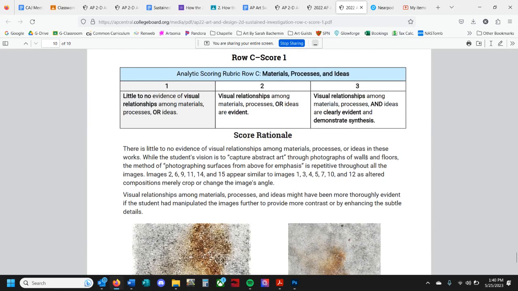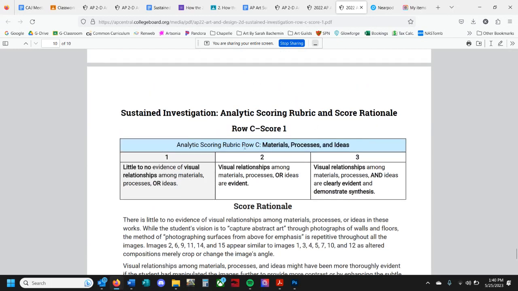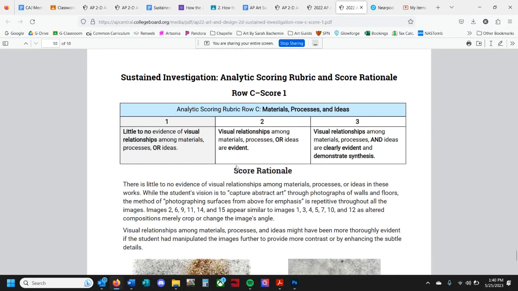Scrolling. There we go. Okay, so this got in row C a score of 1 for materials, process, and ideas, and this is why. There is little to no evidence of visual relationship among the materials, processes, or ideas in these works. While the student's vision is stated as to capture abstract art with photographs of walls and floors, the method of photographing surfaces from above for emphasis is repetitive throughout all of the images. There's no revision for one.